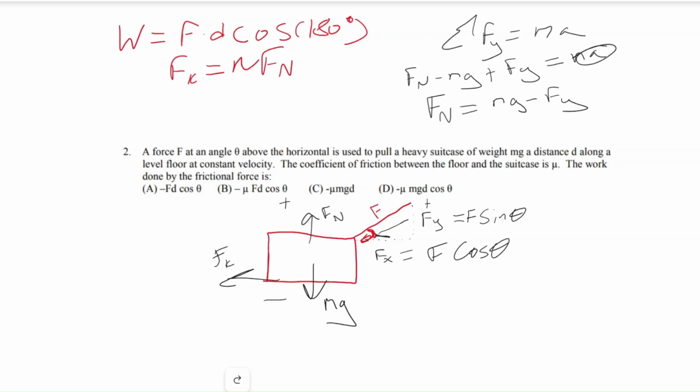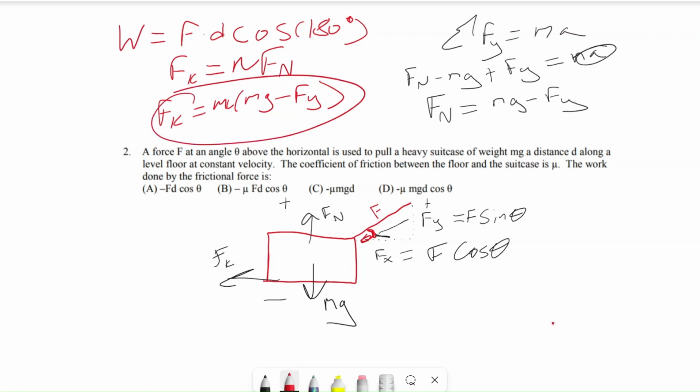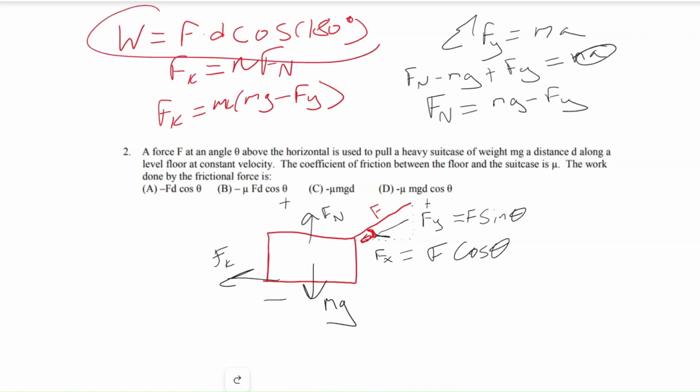So we can go ahead and find our force friction kinetic. So our force friction kinetic is going to be equal to mu times force normal, which is equal to mu times mg minus force in the y. And with that being said, we can now take this value, force kinetic, into our work equation.